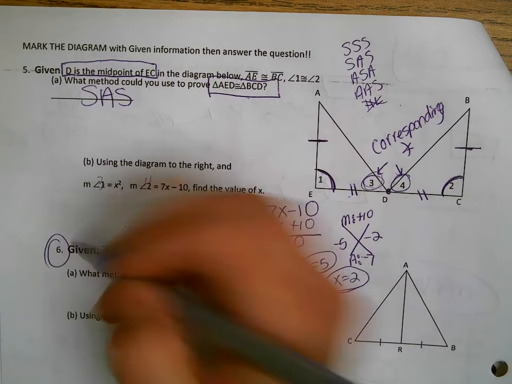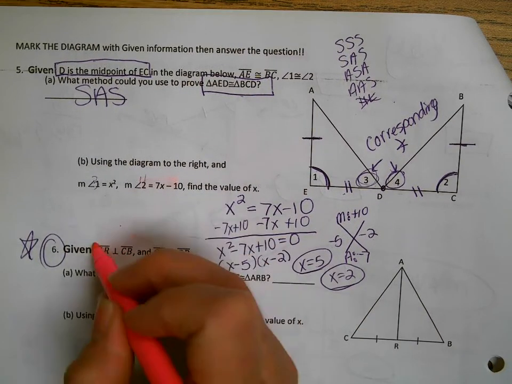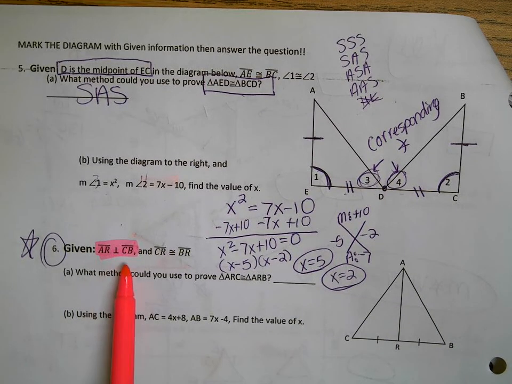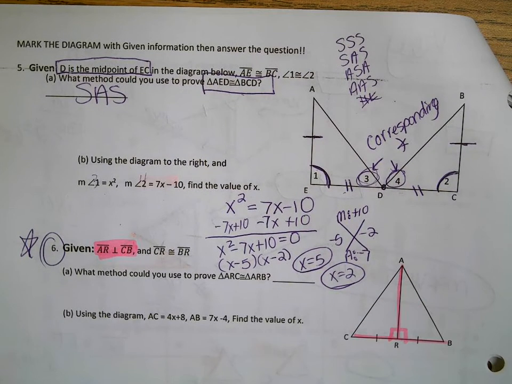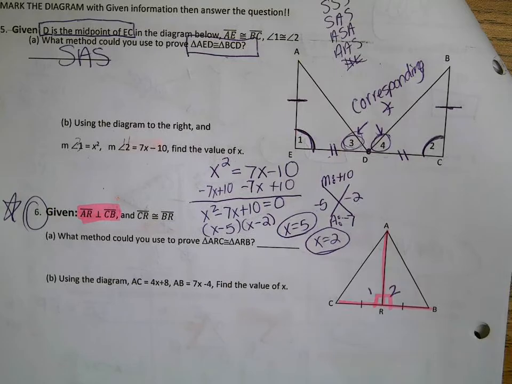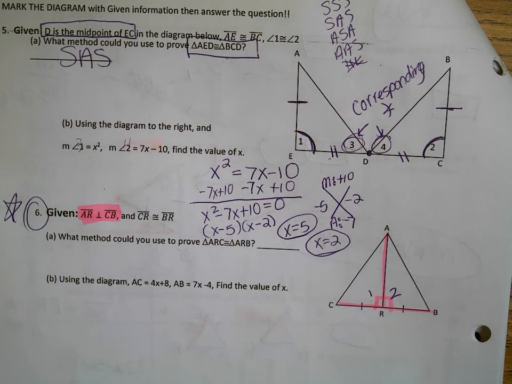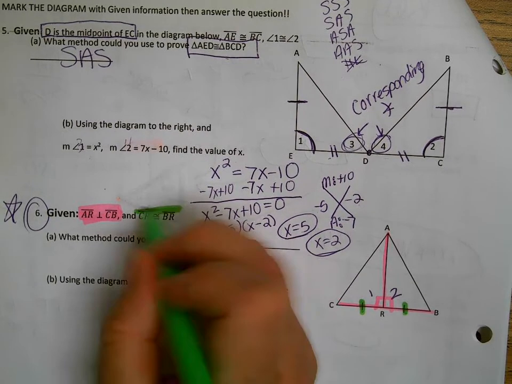Number 6, I'd like you to be marking with me. Again, marking up the pictures with the given information is half of our battle. Then the rest of the proof is going to be put together from there. So AR is perpendicular to CB. When those are perpendicular, we're going to put in those right angles. And I'm automatically going to always put my 1 into it. Also, CR is congruent to BR. So if C to R is congruent to B to R, that's already marked for us. We have that information here.